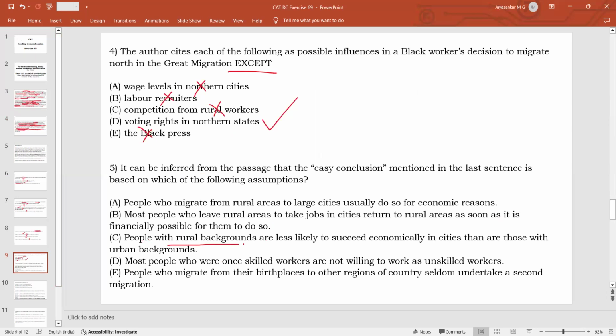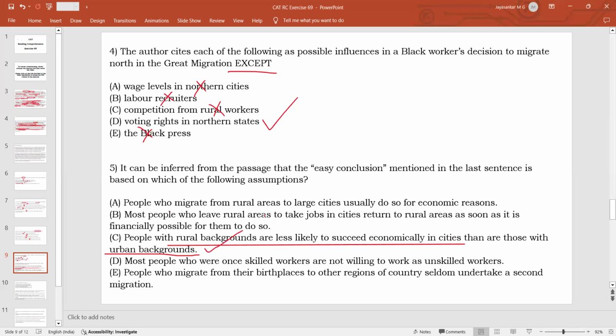Option C, people with rural backgrounds are less likely to succeed economically in cities than those with urban backgrounds. The passage is saying that the easy conclusion was that it was the people from rural backgrounds who migrated, and that is why they did not succeed. So the assumption is that people with rural backgrounds are less likely to succeed economically in cities than those with urban backgrounds. This is a good assumption that supports the conclusion. So this could be your answer.